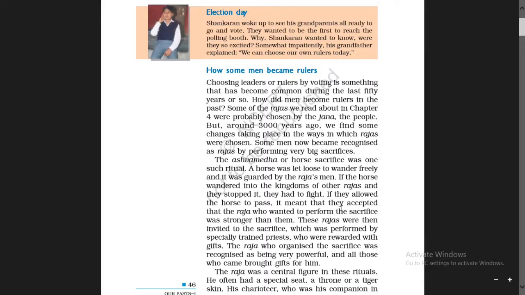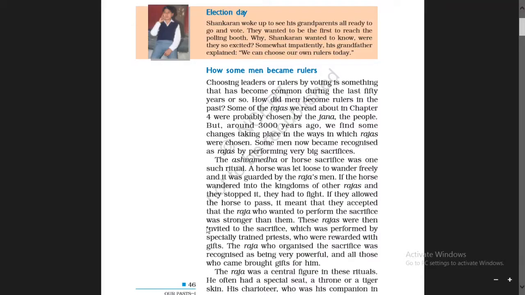If they allowed the horse to pass, it means that they accepted that the raja who wanted to perform the sacrifice was stronger than them. So without fighting, without stopping the horse, if that king allowed the horse to pass, it means they accepted that the raja who set free that horse was stronger than them.